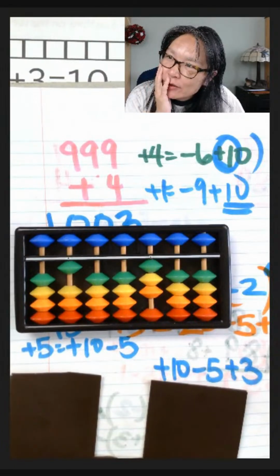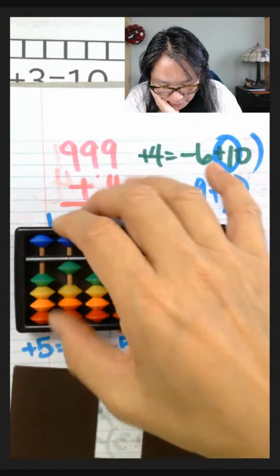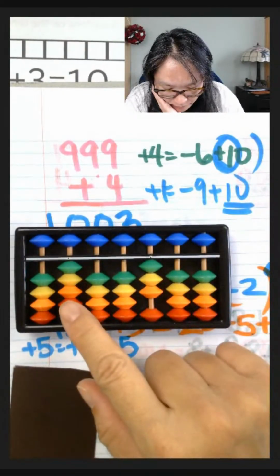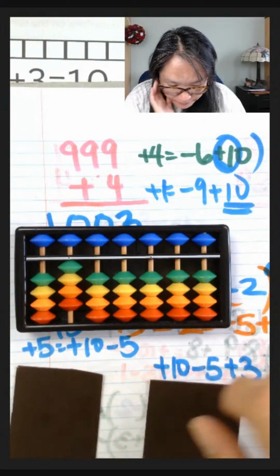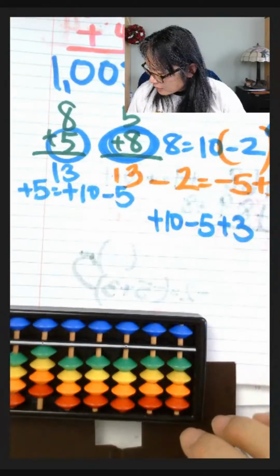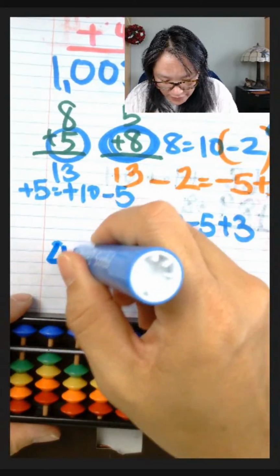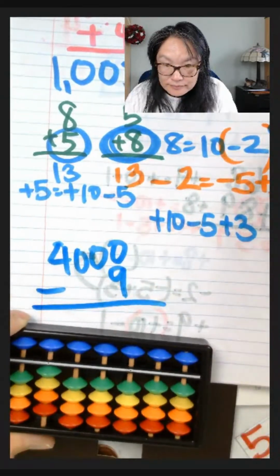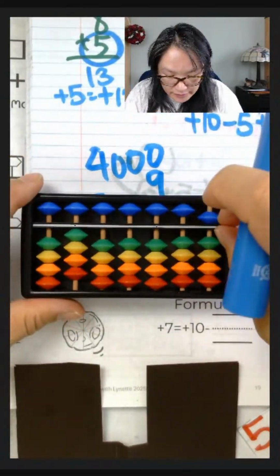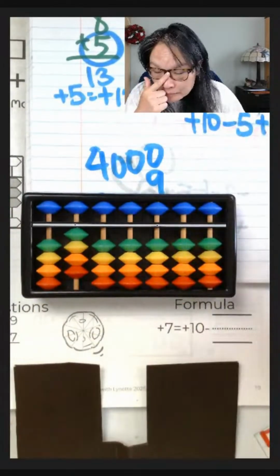I'm trying to think how to do 3001. If we do 3001, it'd be 4, right? It'd be 4 take away 9. So let's do that, right? If we do 4,000 take away 9, we could do it. 4 take away 9.